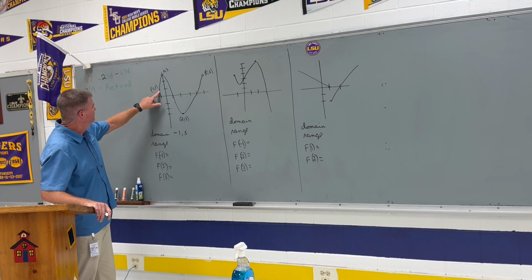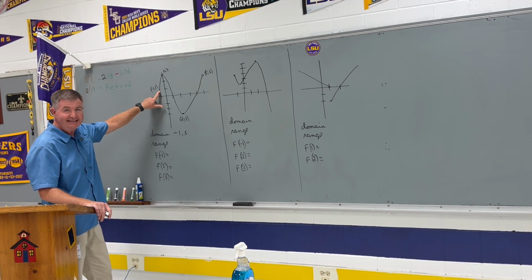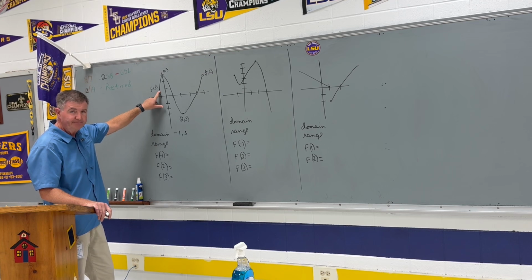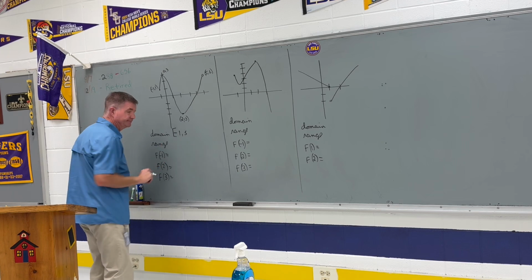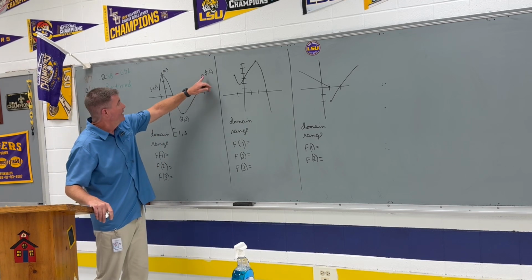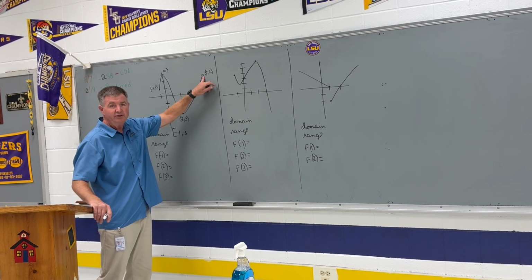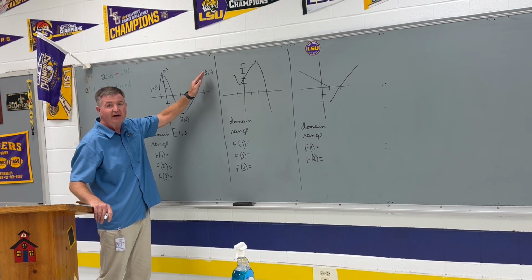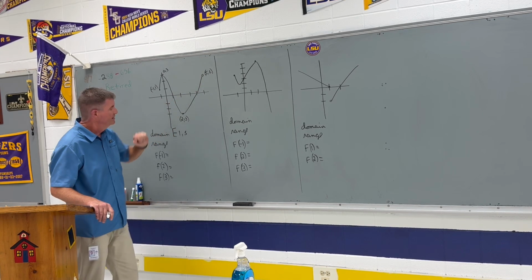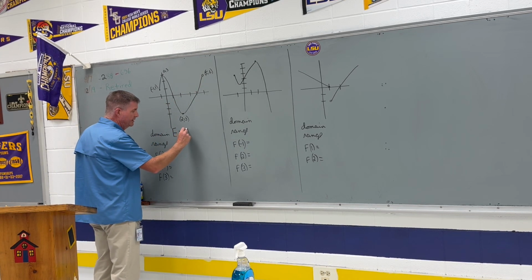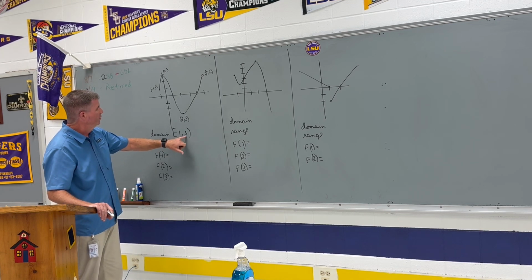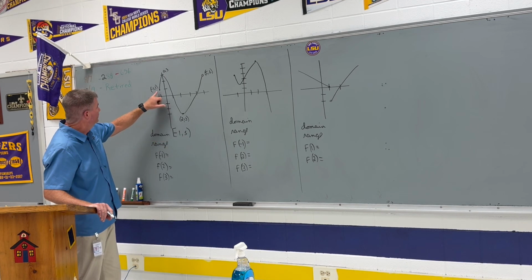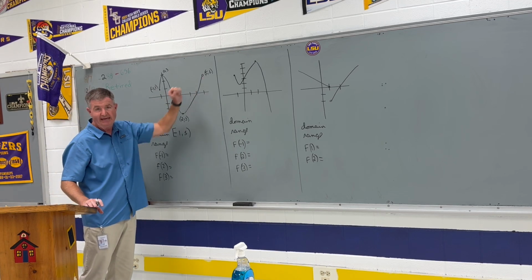But the -1 has a closed dot, so it's included. If something is included, we put a bracket. Whereas we get to the 5, and the 5 has an open dot, which means it gets all the way up to 5, but not including the 5. So if it's not included, it's going to be a parentheses. So the domain is going to be from the number -1 to the number 5, including the -1, but not including the 5.